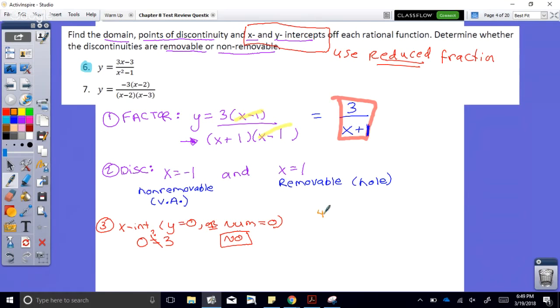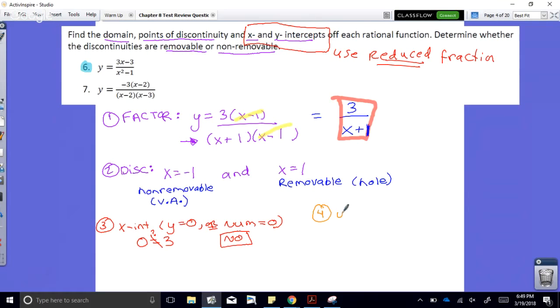Okay, last piece here, 4. We can then find the y-intercept, which is similar, but for the y-intercept we let x equal 0, also using factored form. So to find the y-intercept, we have 3 divided by 0 plus 1. Well, 0 plus 1 is just 1, and 3 divided by 1 is just 3. So the y-intercept is 3, or if you wrote it as a point, it would be the point (0, 3). Okay, I'll take either one of those. And that gives you everything that you need for question 6.